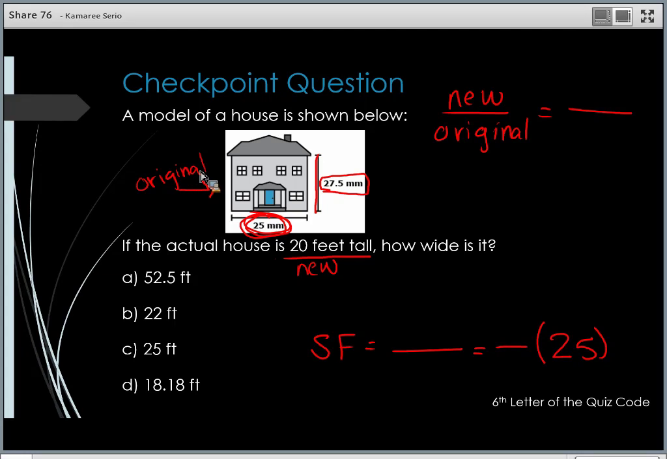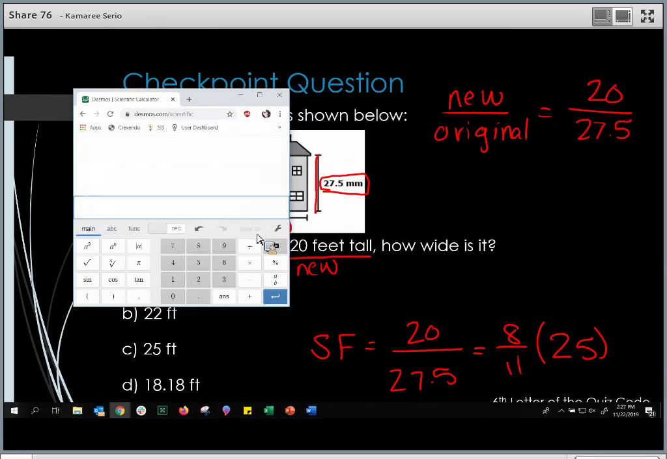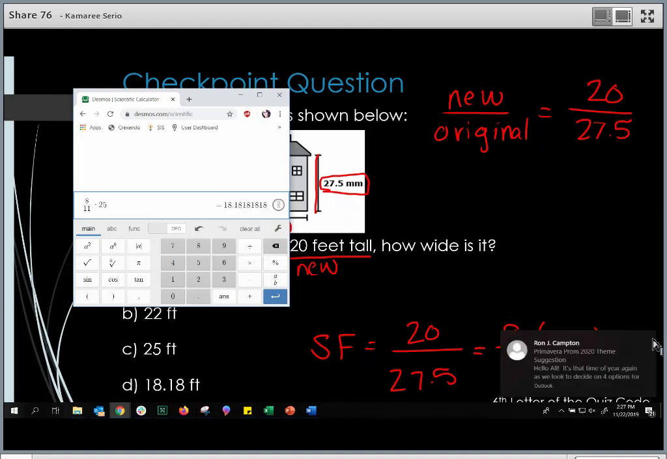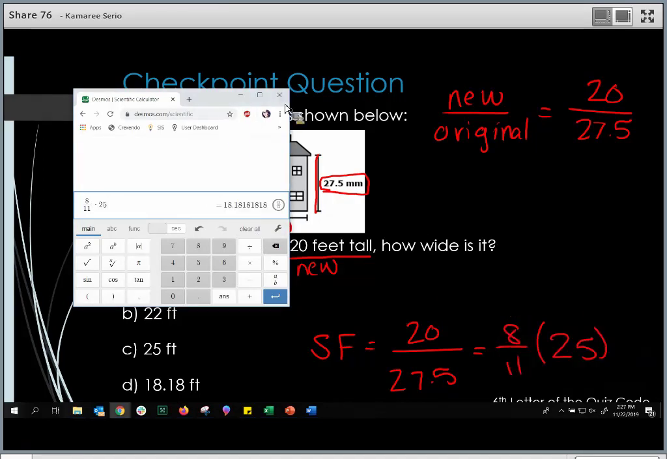Even when you're building an airplane, you usually make a small model of it first, which would be your original, which would make this 27.5 go on the bottom and 20 on top, which just switches our numbers, which would give us 8 over 11. So if I swap this and do 8 over 11 times 25, you get 18.18, which is D.